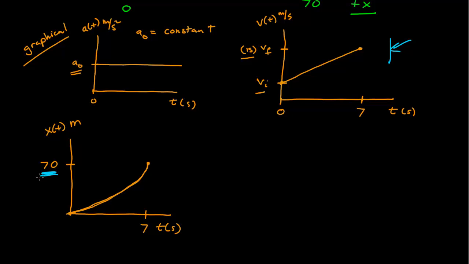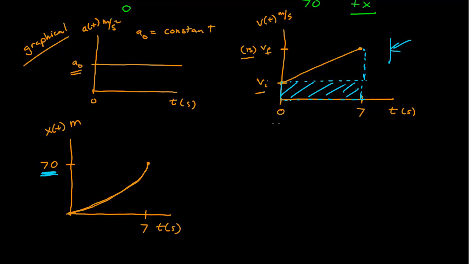So that means the area under the velocity curve is in fact 70 meters. So what does that give us? Some relationship between these parameters. What is the area under the velocity curve? Well, that's easy to calculate. I've got a rectangle here and then a triangle.